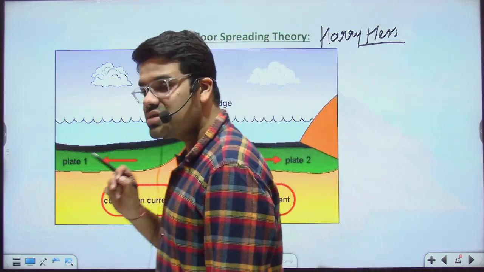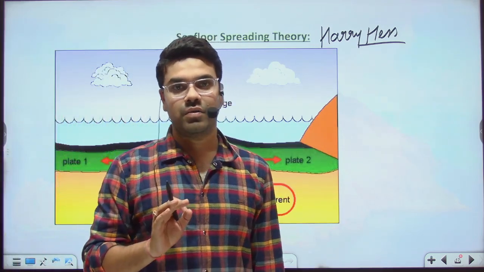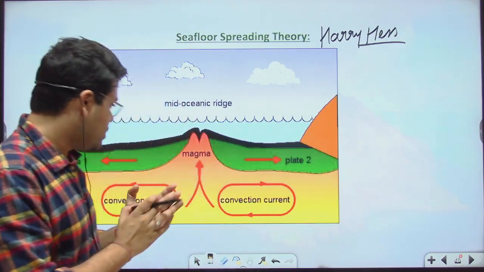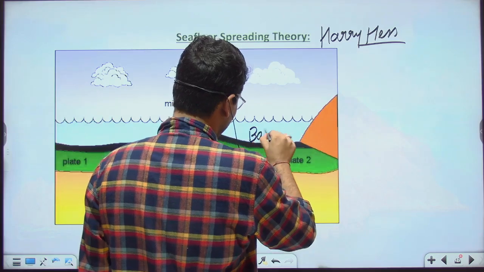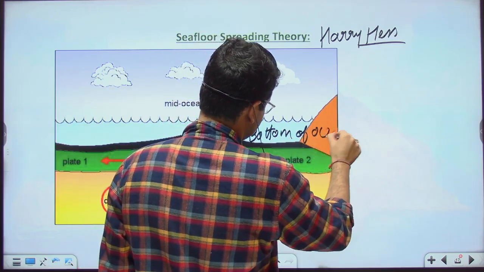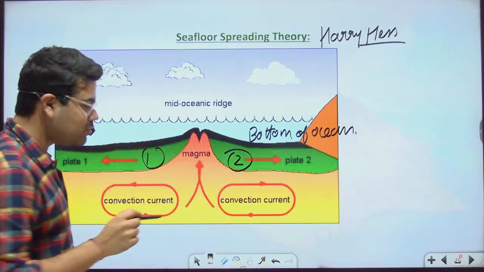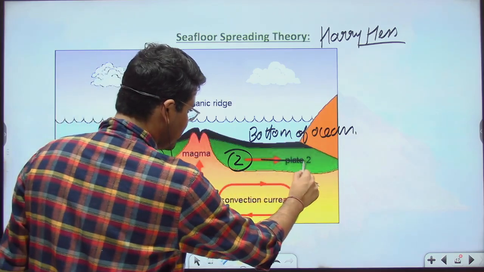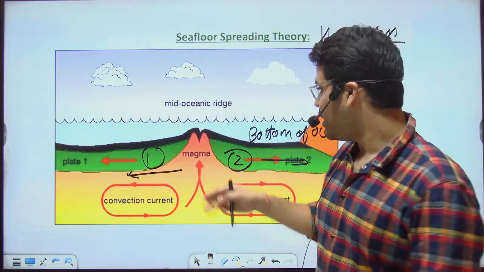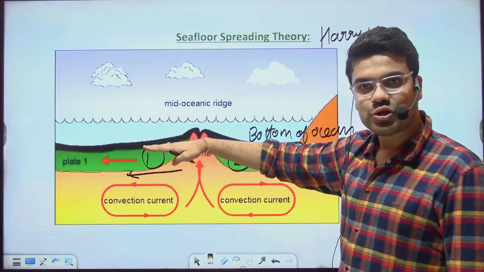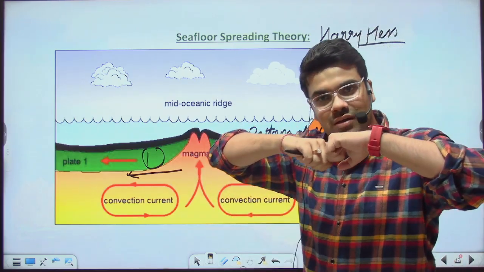It is exactly the same theory, the same mechanism that I explained in the convection current theory. Ditto the same mechanism. But what is the difference here? The convection current, the rise of the magma, they all are happening at the bottom of the ocean. You can see this is plate 1 and this is plate 2. They all are oceanic plates. The magma is coming, the magma is getting diverged. They are drifting the ocean bottom, the ocean plates, apart. At the top we have water, at the bottom we have oceanic plates, and below it the same mechanism of convection current is happening, and the oceanic plates are getting drifted.